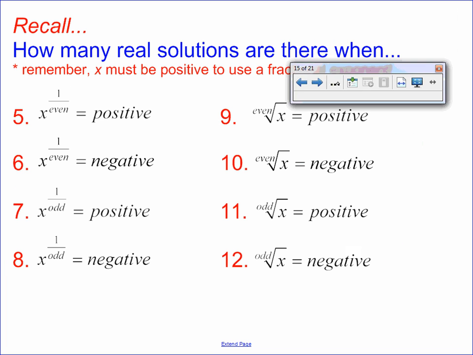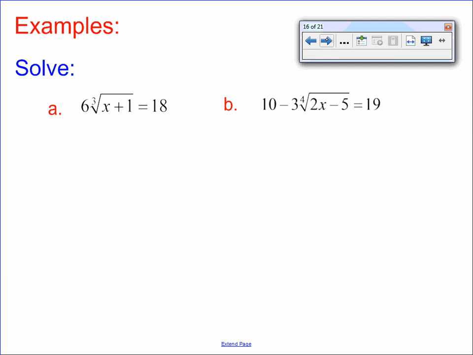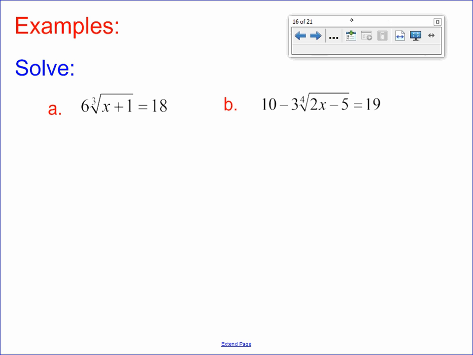All right, now let's go ahead and see about solving some equations using our inverse operations. So in general, to solve a radical equation, we want to add or subtract, multiply or divide to get the radical alone on one side, and then undo our radical by raising both sides to the reciprocal exponent. Okay, so let's take a look at the first one.